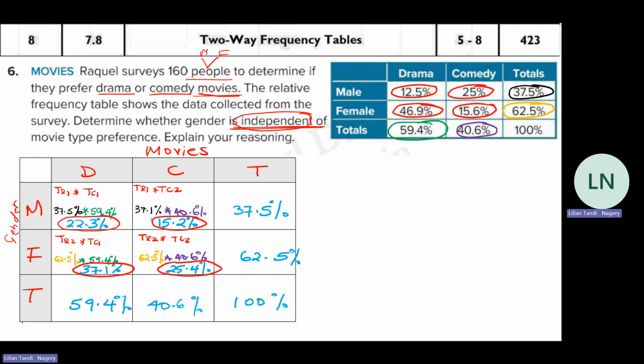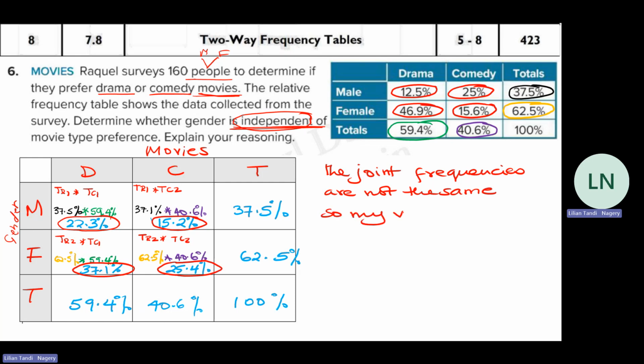And what do I notice? The values on my second table are not the same as my joint frequency values on my first table. They are not the same. So I'm just going to say the joint frequencies are not the same. So my variables are not independent.